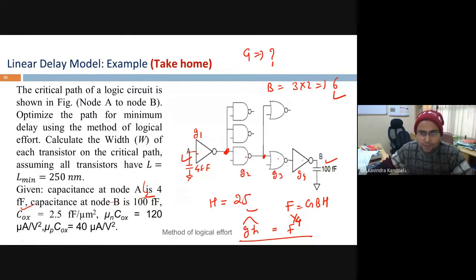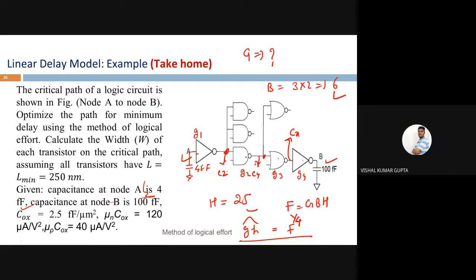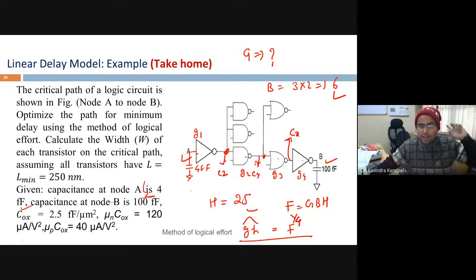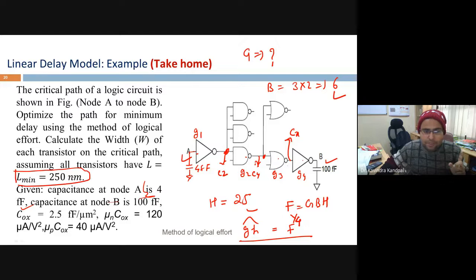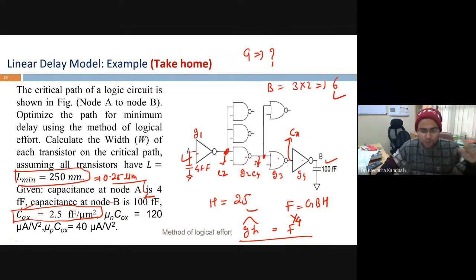And once it gives you that, can you find out the intermediate capacitances CX, CY, CZ? Yes. Having found CX, CY, CZ, I also provide you one important thing here. Look, I told you keep L equal to L minimum, 250 nanometer, that is 0.25 micrometer. Keep L equal to 250 nanometer. And COX is given to you. Do you have L into COX? Yes or no? Yes, sir.